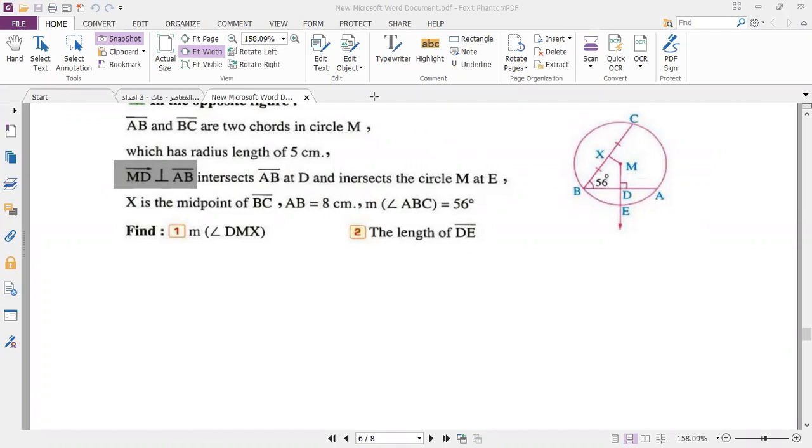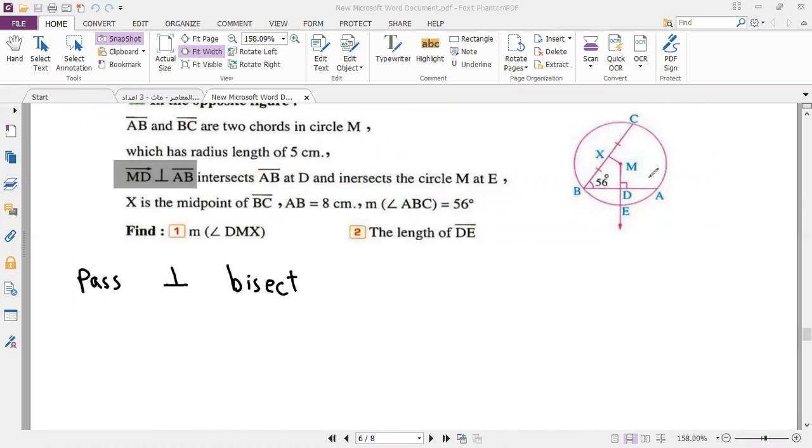If you remember, the three words I told you: pass through the center of the circle, perpendicular, and bisect. Remember them well. A line that passes through the center of the circle and is perpendicular to any chord will bisect this chord here. So let's complete reading the question.